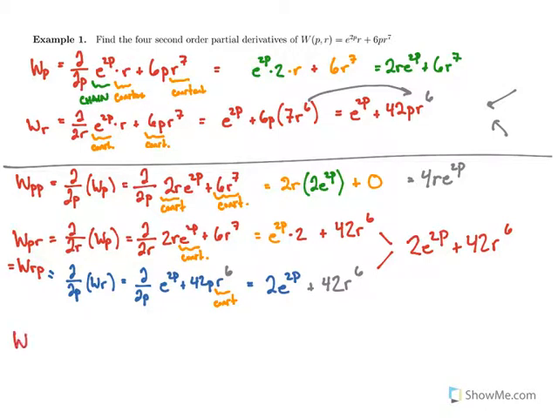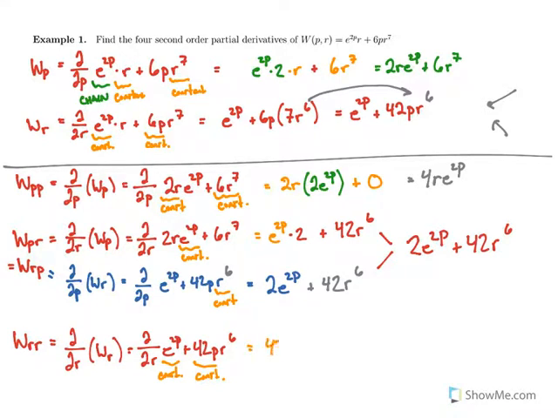Finally, let's find the last partial derivative, which is r sub r. That is the partial with respect to r of w sub r, which is the partial with respect to r of e to the 2p plus 42p r to the 6th. E to the 2p is a constant. 42p is a constant. The derivative of a constant is 0.